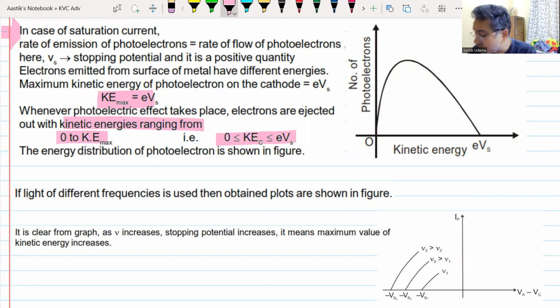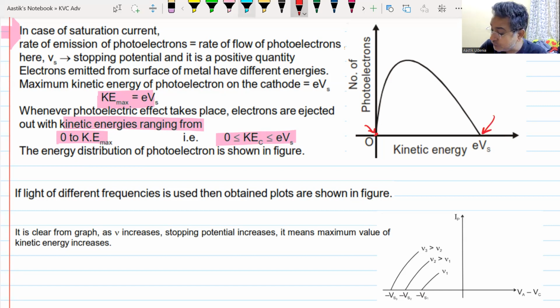So for any electron, the kinetic energy will lie between 0 and the maximum value, and the maximum value is e times V naught. And how does this vary? This is how it varies. So electrons will have all types of kinetic energy starting from 0 to maximum. Do we understand this? Yes, sir.